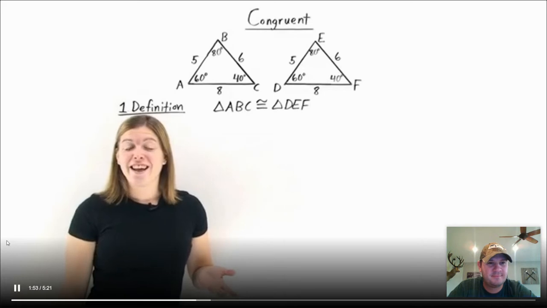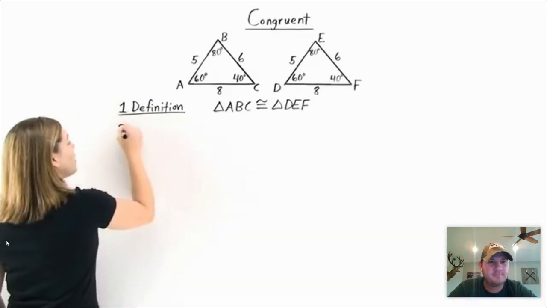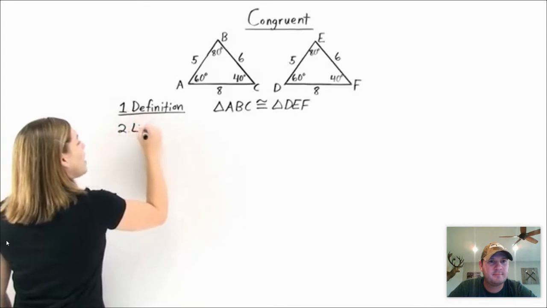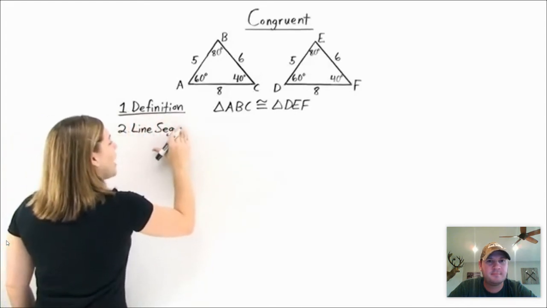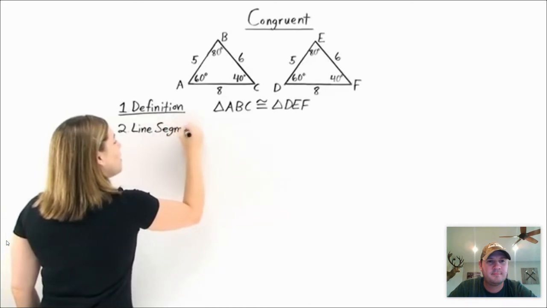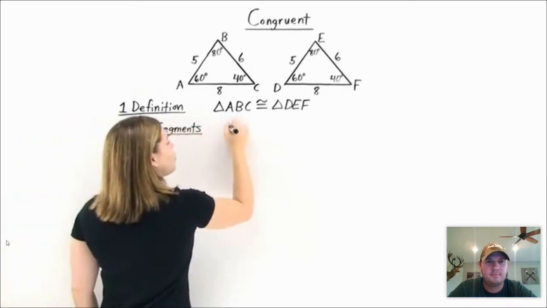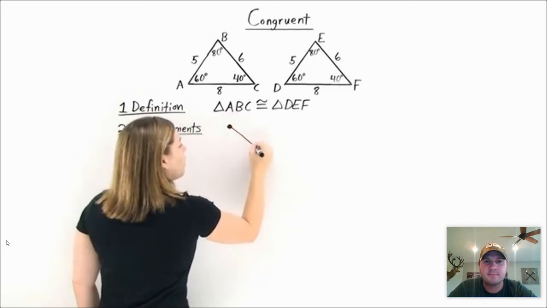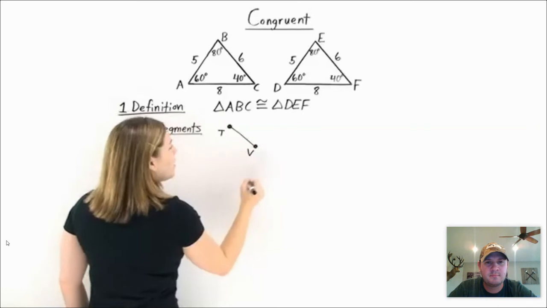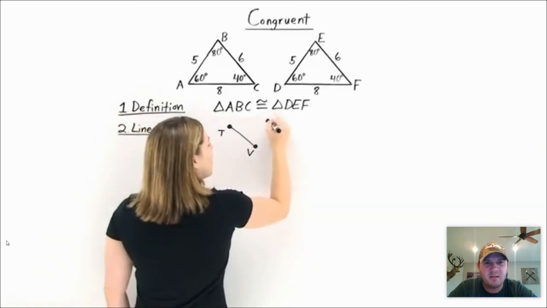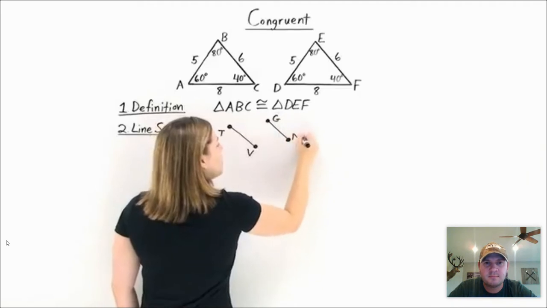Now, being congruent is not just limited to figures. We could have line segments be congruent too. So let's take a look at line segments that are congruent. Here, let's draw two line segments. We'll have this line segment right here. We'll label this TV. And we'll have this line segment right here. We'll label this GM.